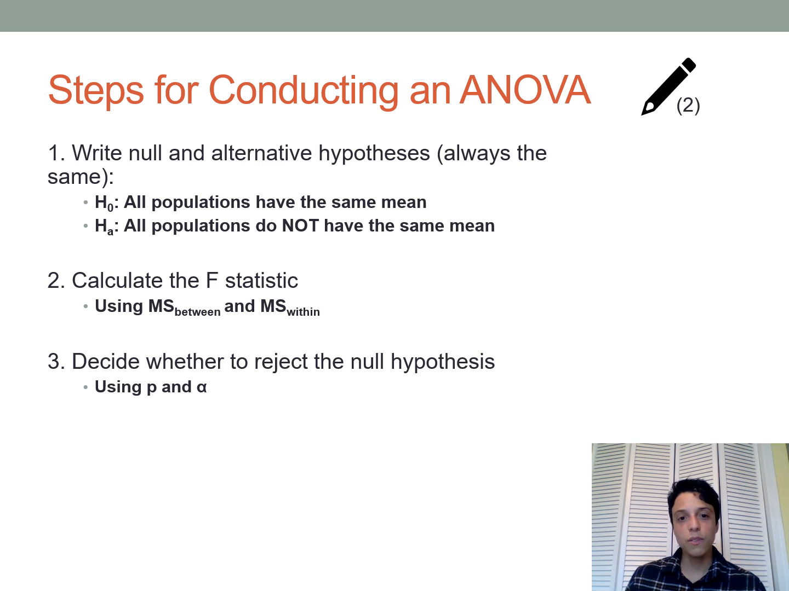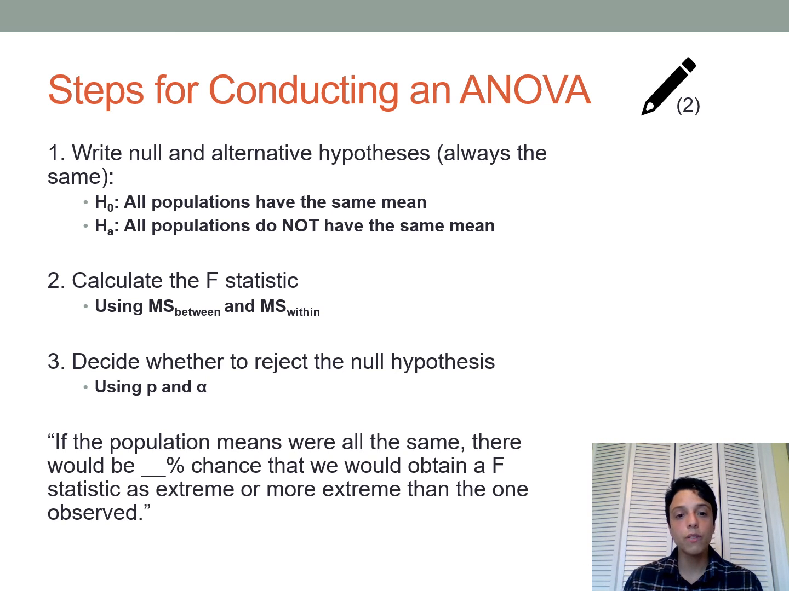The next step is to decide whether to reject the null hypothesis. This is exactly the same as it's been the last couple of weeks, which I think is nice, kind of getting into new material and into variations on old material. But if your p-value is less than your alpha level, you would reject the null hypothesis.